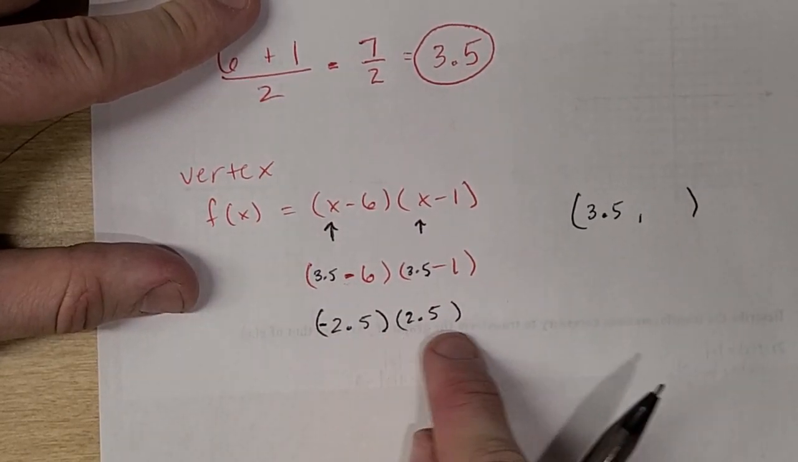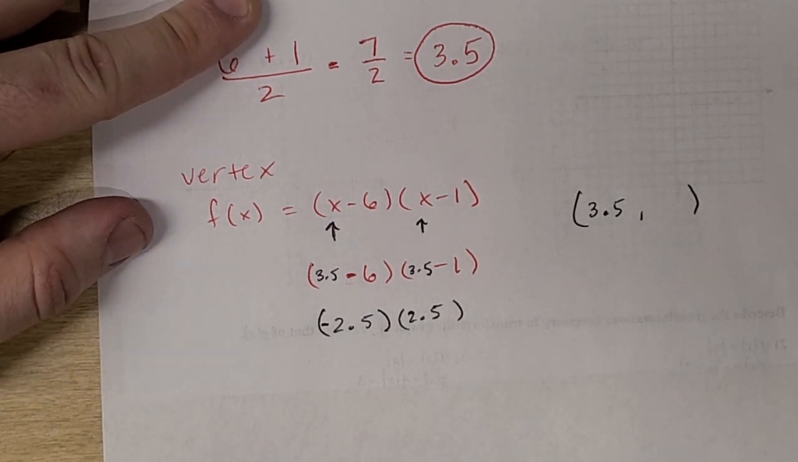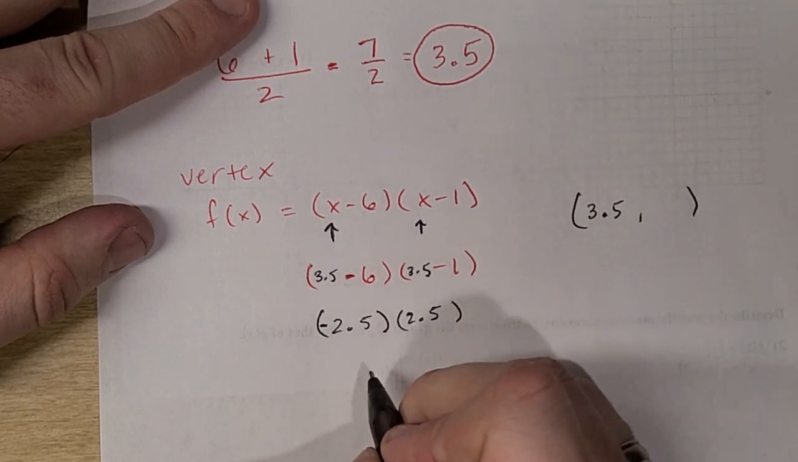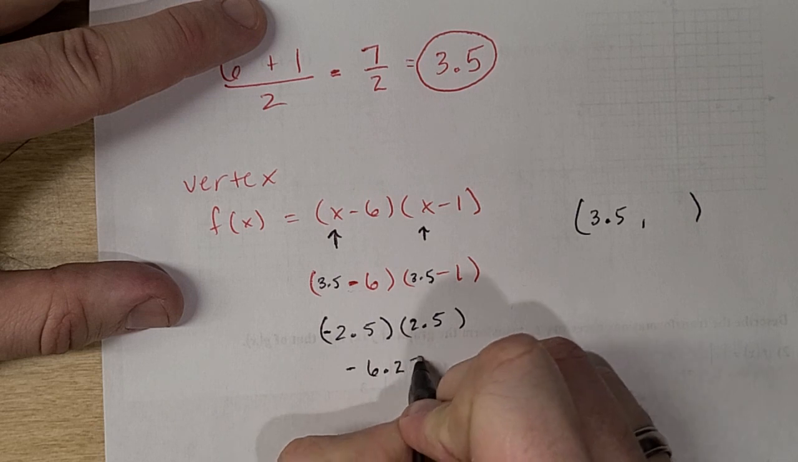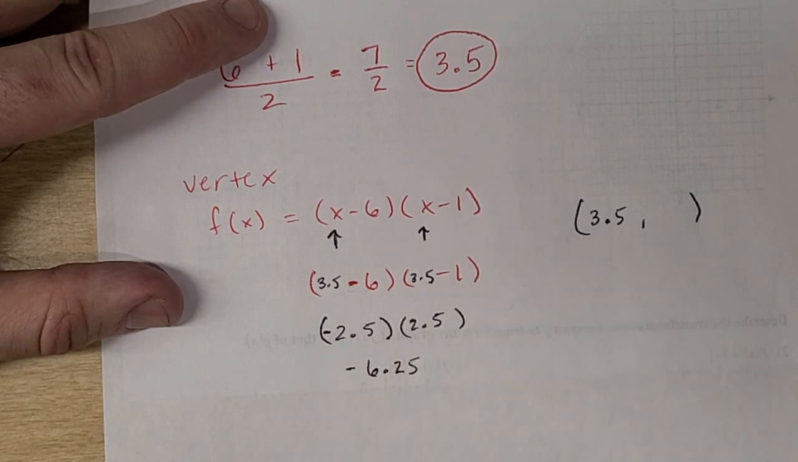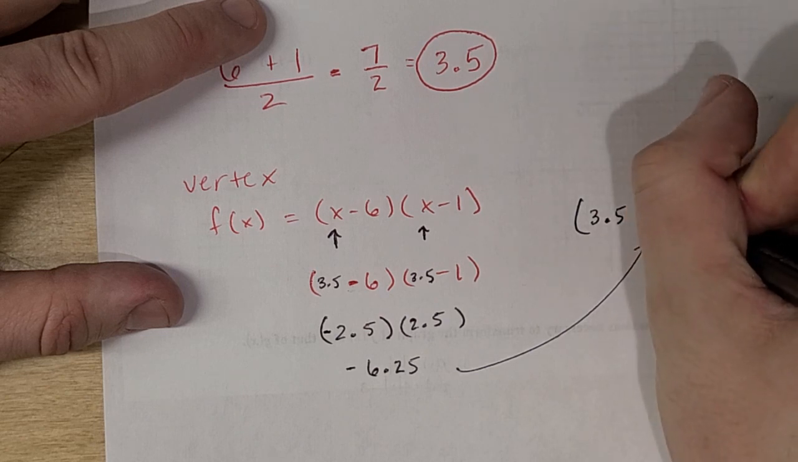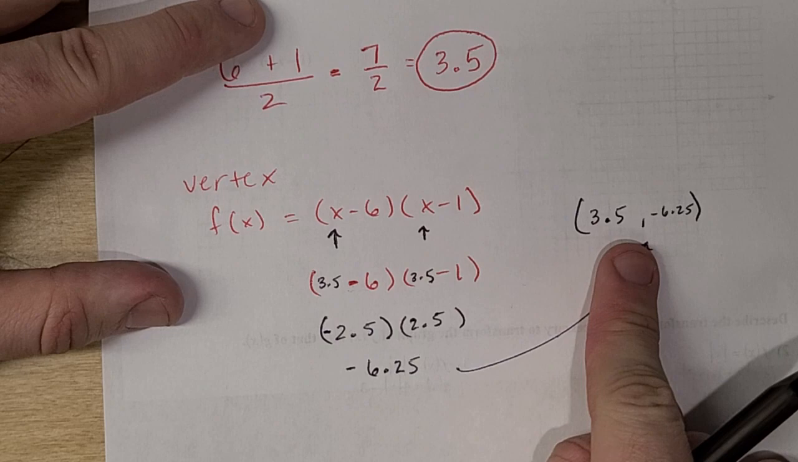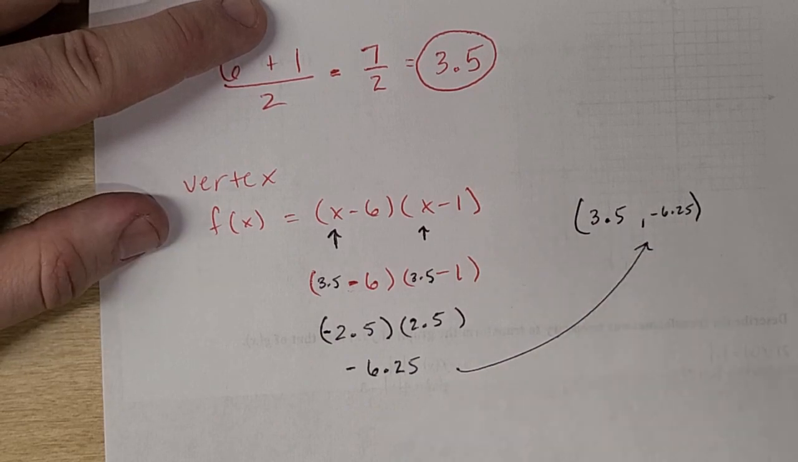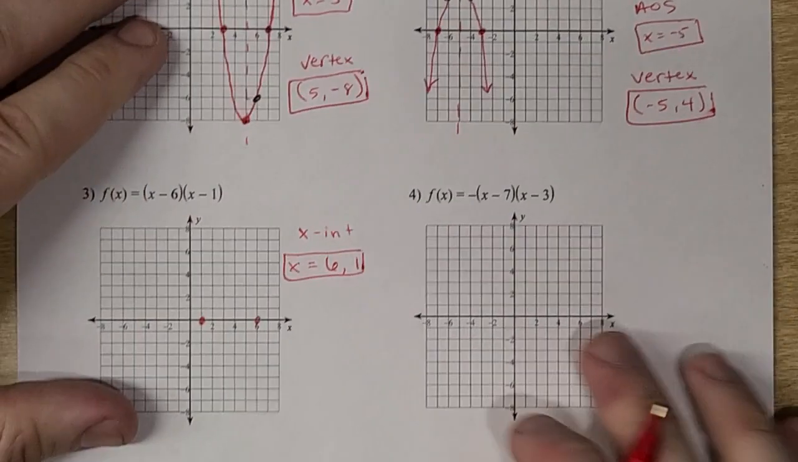Now this one you are probably going to want to do in a calculator. Negative 2.5 times positive 2.5 is negative 6.25. Boom. And don't forget that goes in here, negative 6.25. Now that's kind of ugly, but that's okay. It's fine.